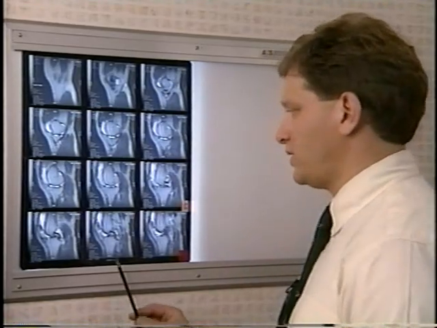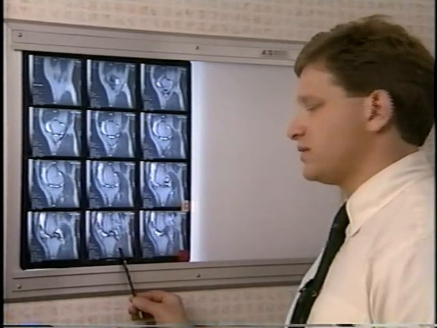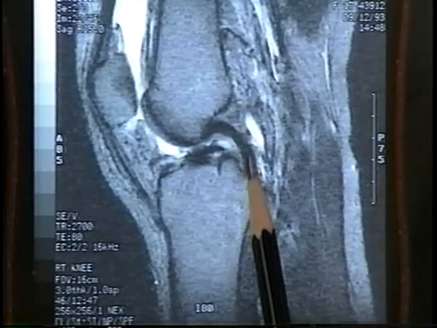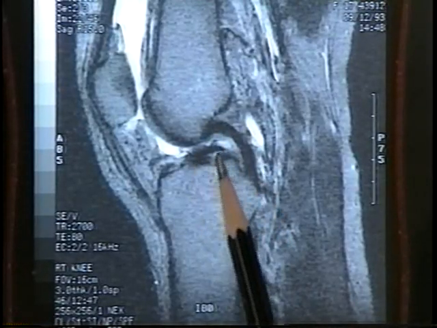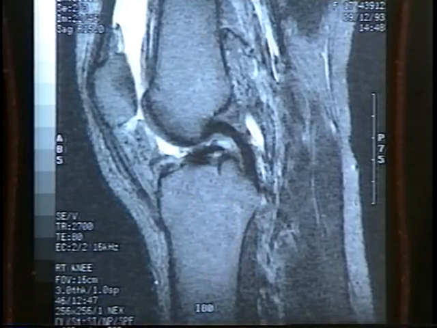MRI is another tool which can be very useful in helping to make the diagnosis of ligament injuries around the knee. In this MRI, you can clearly see the intact posterior cruciate ligament, or PCL, and the torn anterior cruciate ligament, or ACL.